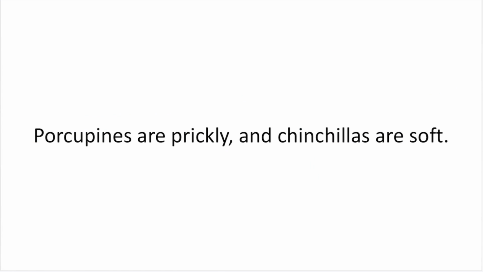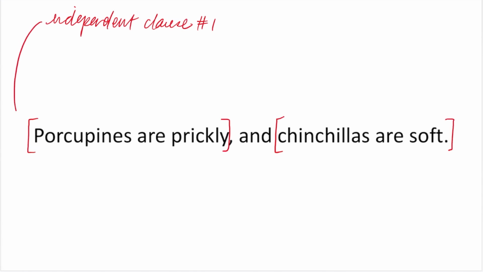Let's try a third sentence. Porcupines are prickly and chinchillas are soft. Pause the video and we can pick it back up on the other end. All right, now we're back. Let's get to our sentence. Porcupines are prickly and chinchillas are soft. This is kind of a freaky sentence because potentially it's actually two sentences in one. We know this because we can break up the entire thing into two distinct chunks, one clause and then another. The first clause is porcupines are prickly, and the second one is chinchillas are soft.